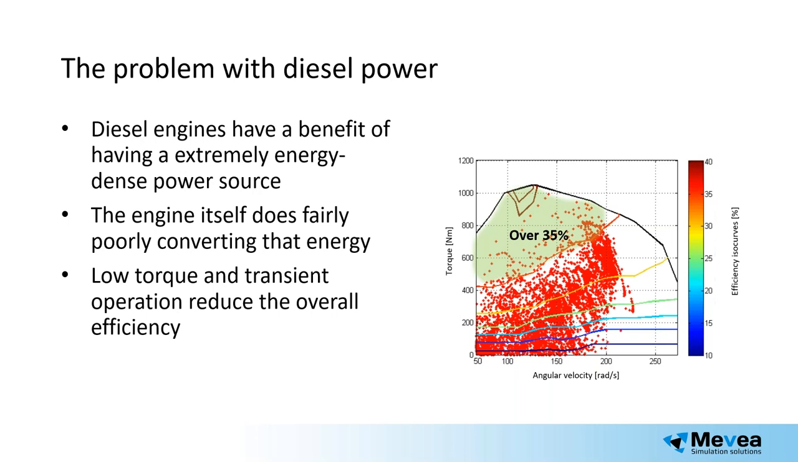efficiency. So to give an idea, on the right side in the figure, the red dots are a recorded drive cycle scattered over a diesel engine efficiency map, and the grayish green overlay depicts the optimal operational area where we should operate the machine if we were to utilize the maximum potential of a diesel engine.